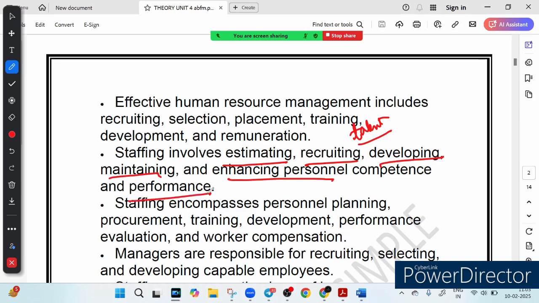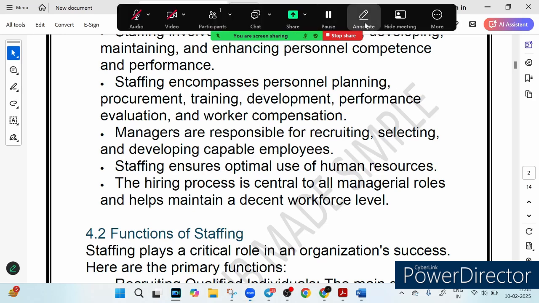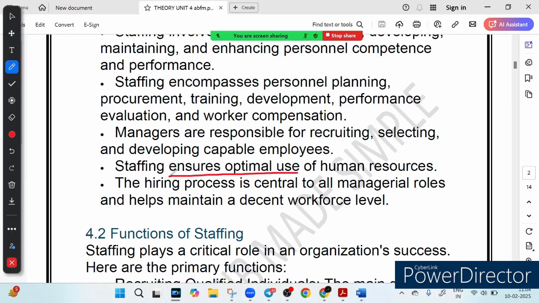This is also important. Now let's talk about the role of the manager in staffing. Manager plays a huge role in hiring and developing capable employees. Without proper staffing, managing becomes chaos. Simply put, staffing ensures the best use of human resources to achieve the business goal. So staffing ensures optimal use of human resources. This is the key point, the simple definition.